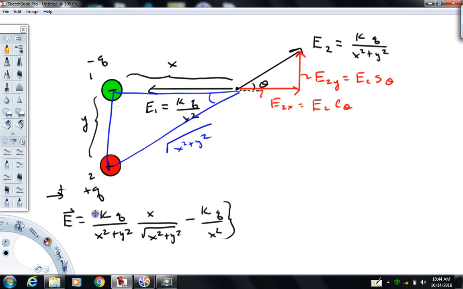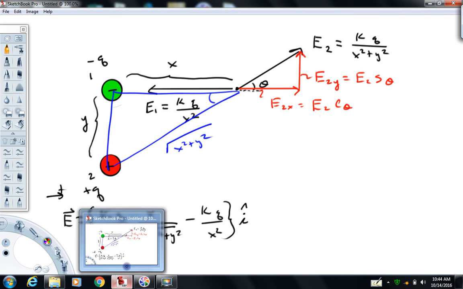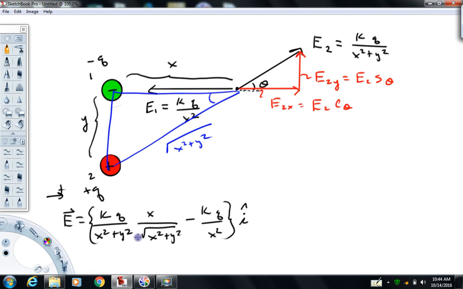So this represents the x component of the electric field. I'll just put an i on it. Pretty sure that's going to end up being a negative number. I'm pretty sure that this term, vectorially, is larger than this one, so this will be a negative number, which means to the left.